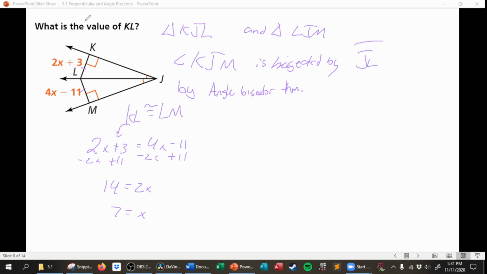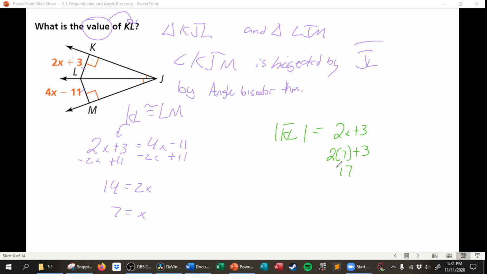Now, obviously, once again, it wants the value of KL, which is just another way to ask for the length or magnitude of KL. And I know that KL expression is 2x plus 3. And I know that x is 7. So what I'm going to have here is 17.